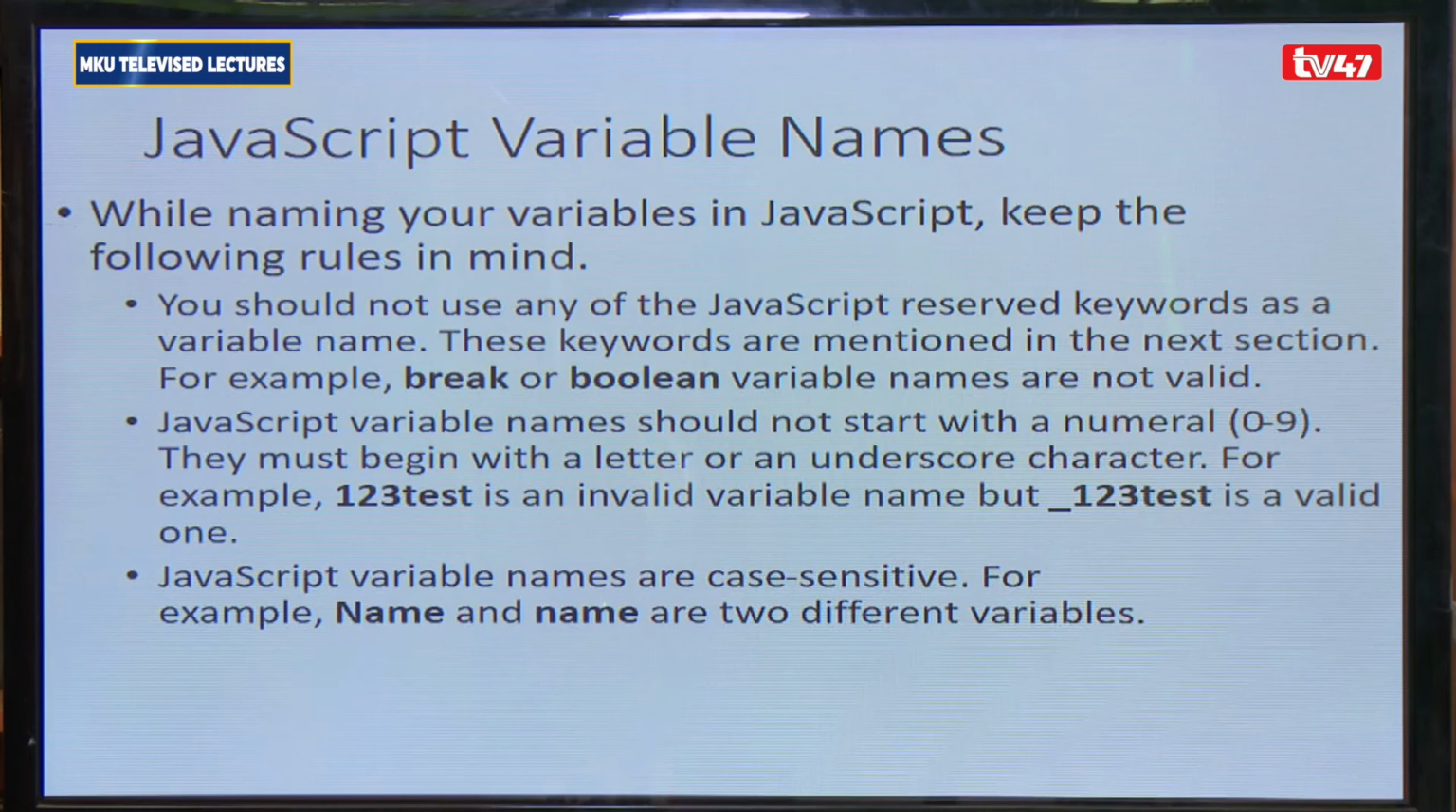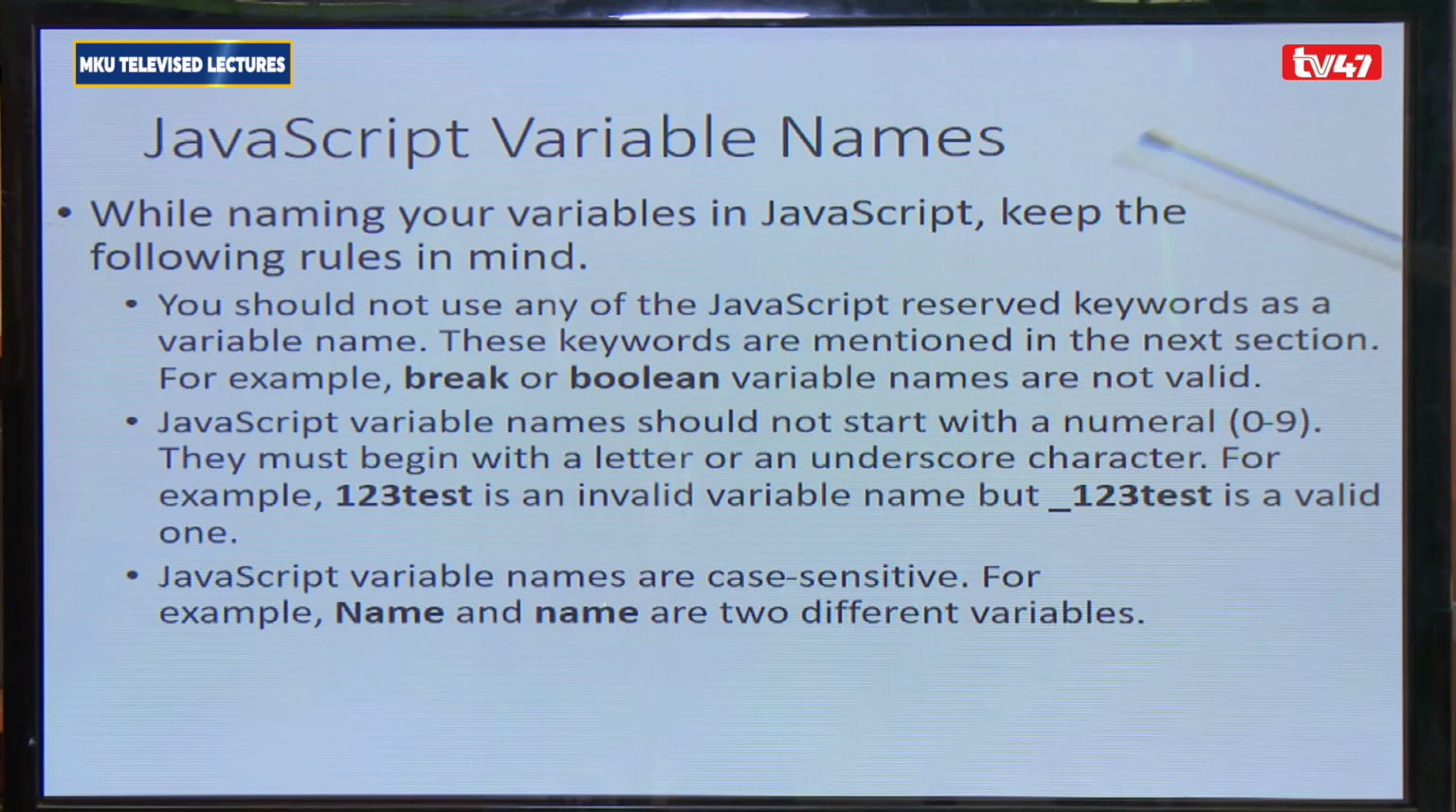As we've seen, when you're declaring a variable, you will use the var keyword, the name of the variable, and then it's good to know how you name variables. There are rules of naming variables, and you have to keep them in mind when you're declaring or giving names to your variables. The first one is that you should not use any of the JavaScript reserved keywords.